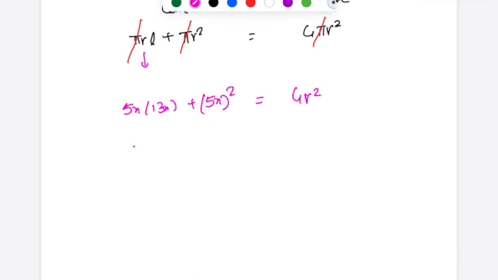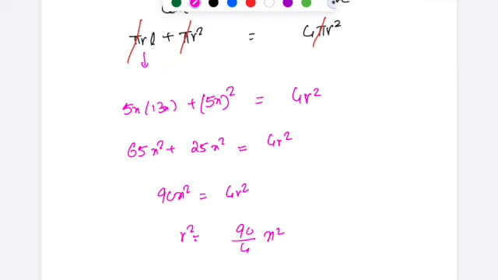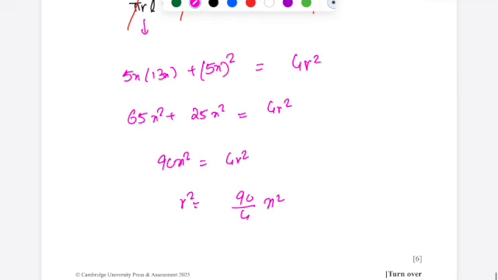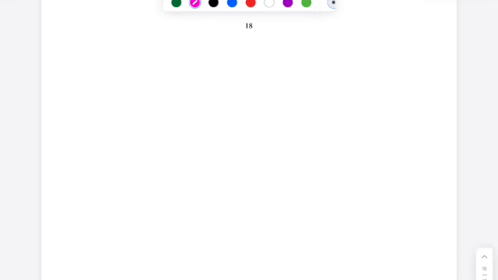So 65x square plus 25x square equals 4r square, which is 90x square equals 4r square. R square equals 90 upon 4 x square, which is going to be 45 upon 2 x square. That's going to be the answer.